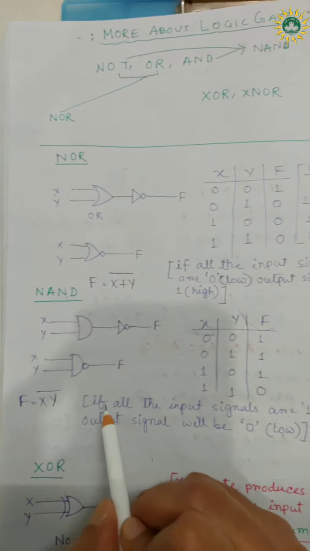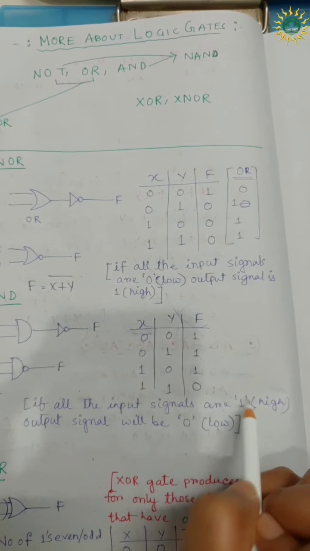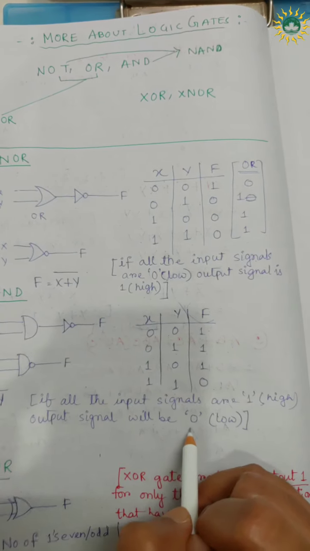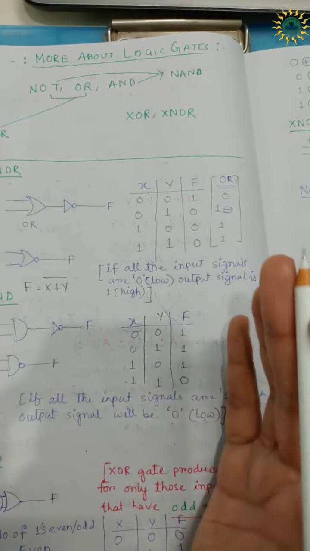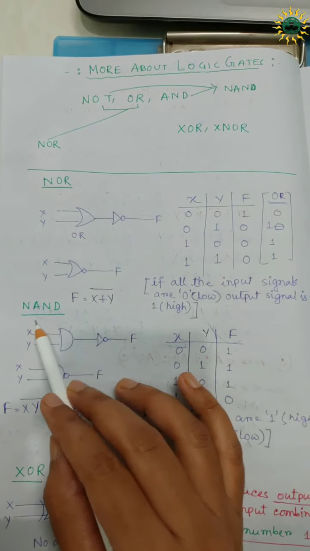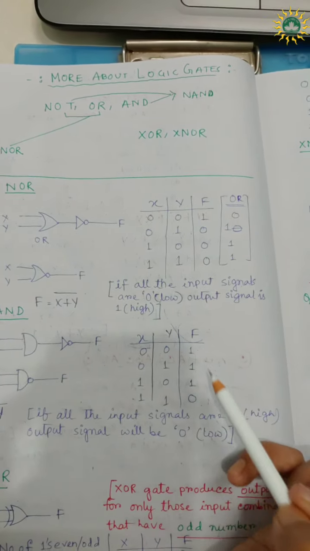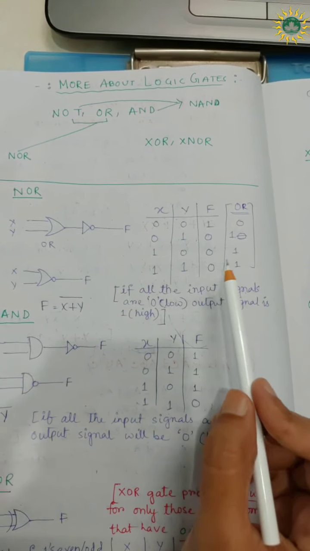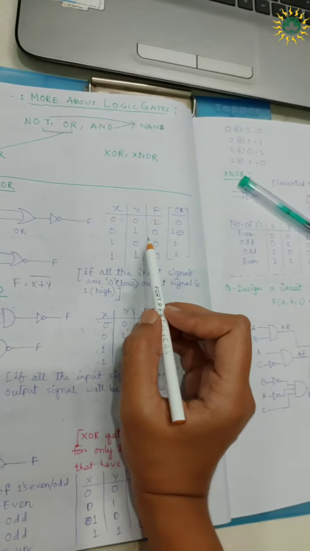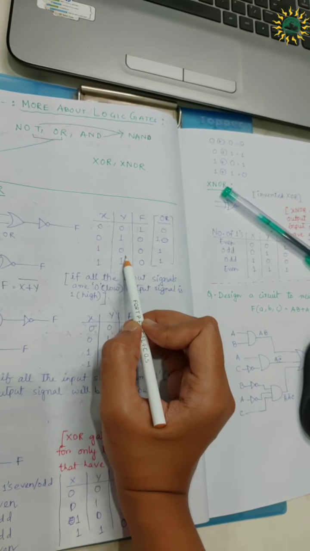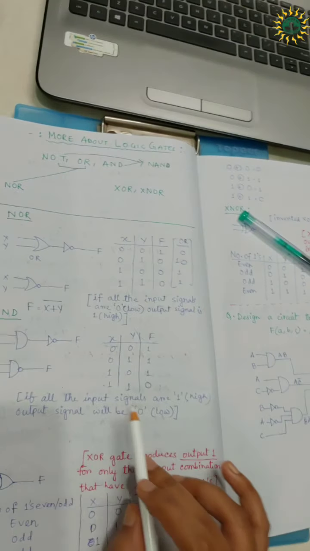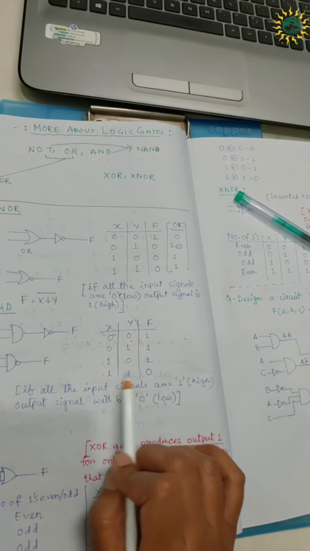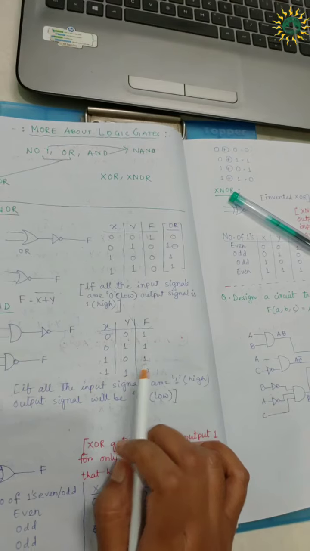Now if all the input signals are high, that is 1, then only the output signal will be 0 for the NAND case. All the input signals high gives 0 for NOR also. But if even one input signal is high, then the output will be 0 in NOR's case. Only if both the input signals are high will the output be low in case of NAND.